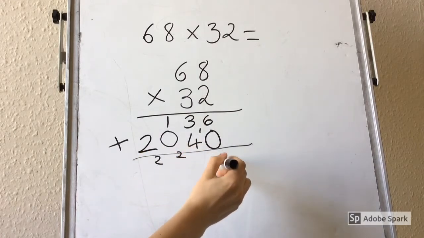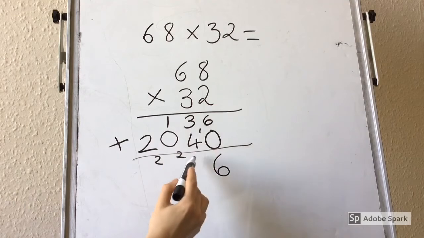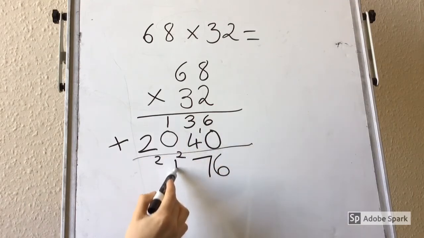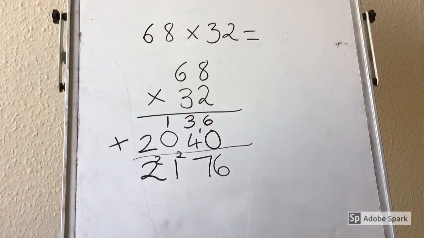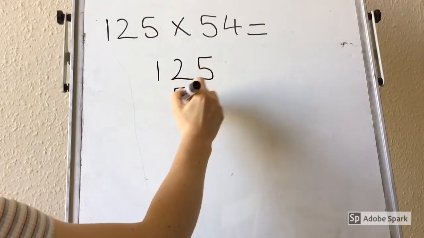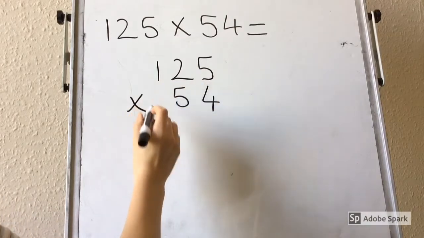Step 3, we need to add our two rows together. So 6 add 0 is 6, 3 plus 4 is 7, 1 plus 0 is 1, and 0 plus 2 is 2. So that should be 2,176. Here's an example timesing a 3-digit number by a 2-digit number.